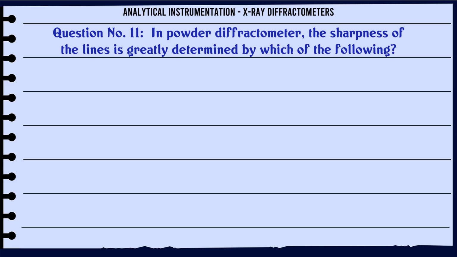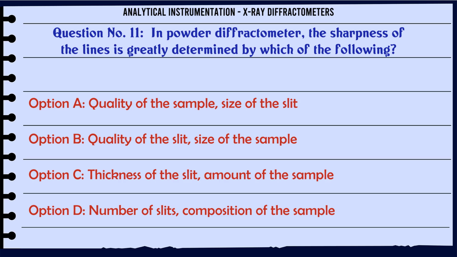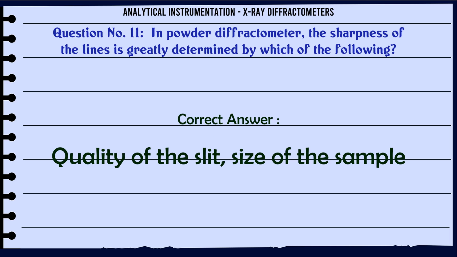In powder diffractometer, the sharpness of the lines is greatly determined by which of the following? A. Quality of the sample, size of the slit. B. Quality of the slit, size of the sample. C. Thickness of the slit, amount of the sample. D. Number of slits, composition of the sample. The correct answer is quality of the slit, size of the sample.